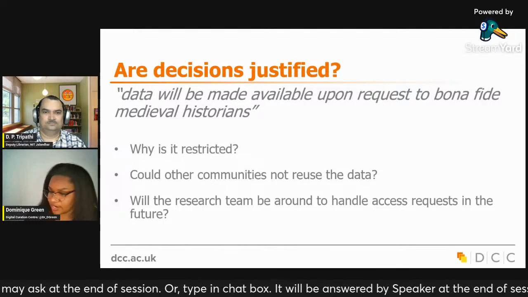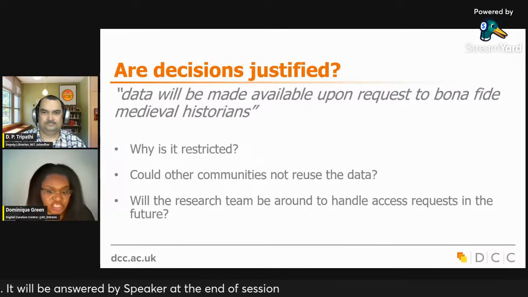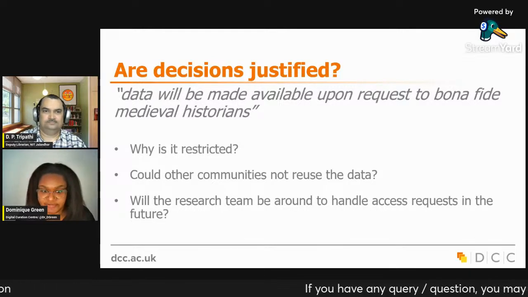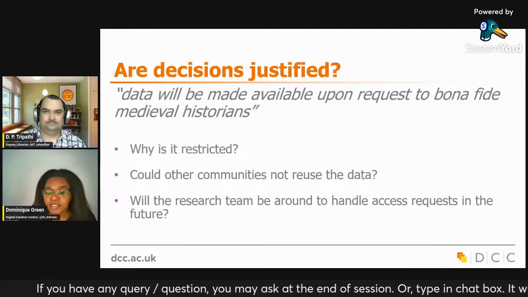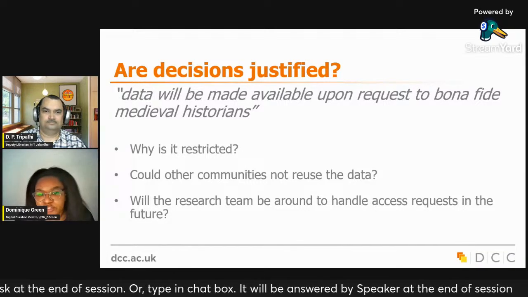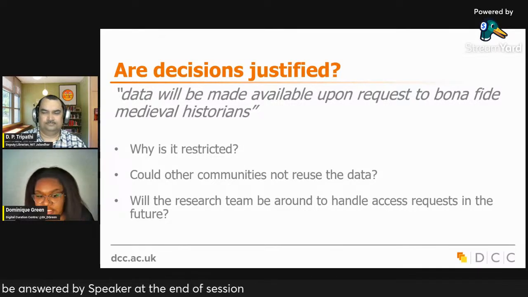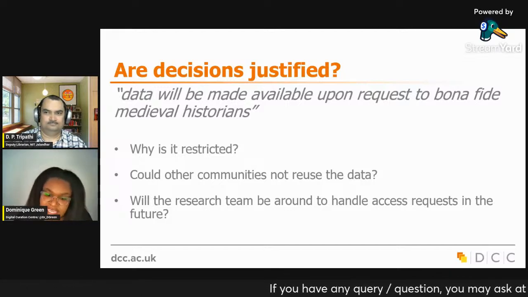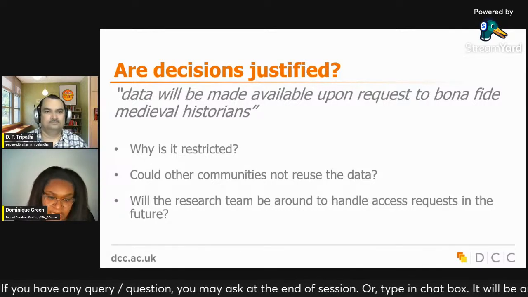And then the question arises, could other communities, for example, other research domains, not reuse the data? Like I tried to say in the past few slides, we often want to promote the sharing of data and the reuse of data. So it doesn't justify why other people who aren't medieval historians, who might be interested in using this data for different purposes, wouldn't be able to use it. It just doesn't consider any unintended reuse scenarios for this data. Again, why is the data being restricted?